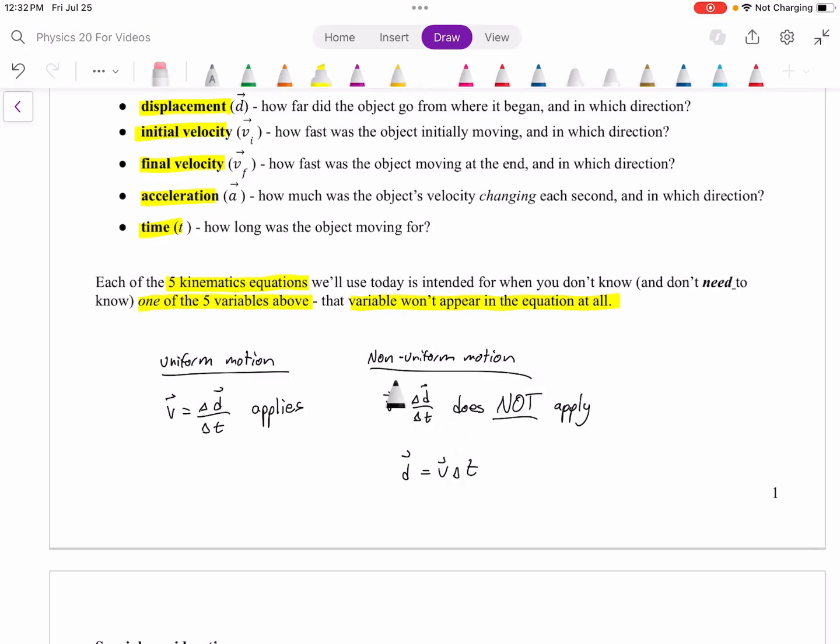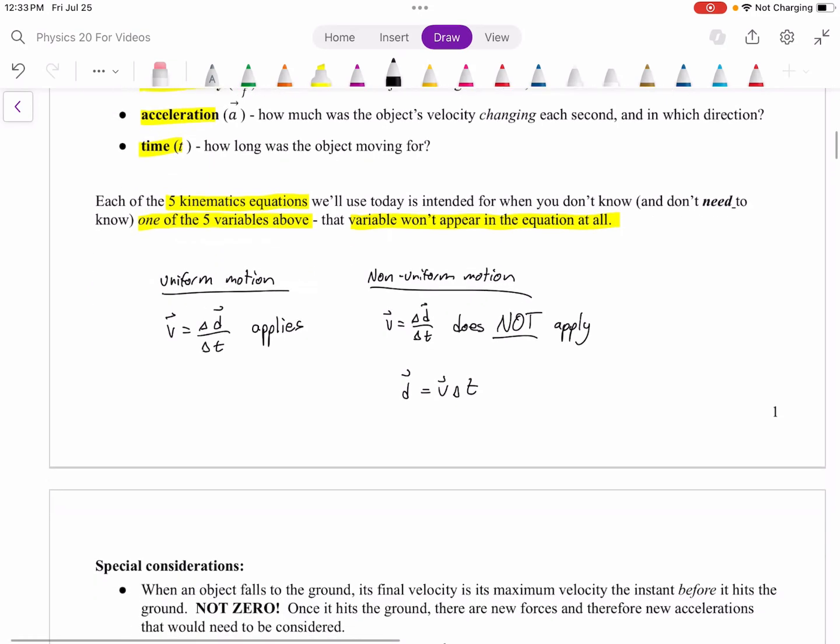So just a word of warning, because sometimes students do try to use this equation for non-uniform motion. It does not make sense, okay? It doesn't work unless what you're interested in is the average velocity, but most of the time we're not. We're interested in actually finding a specific variable.